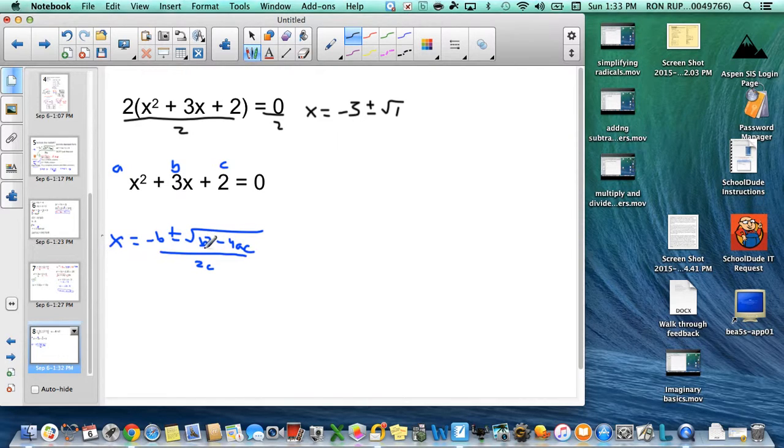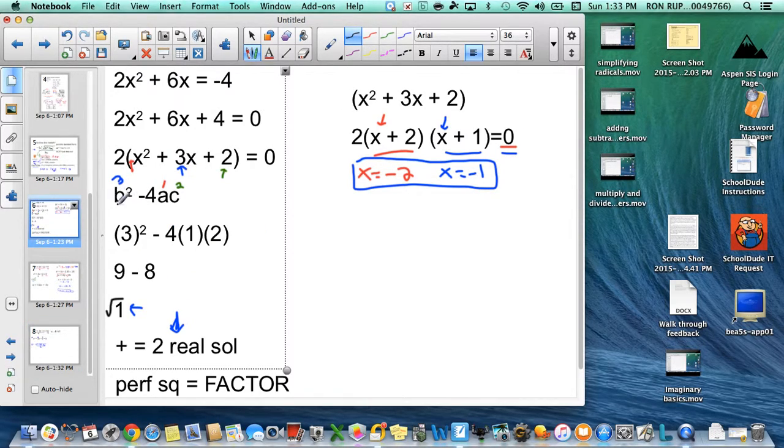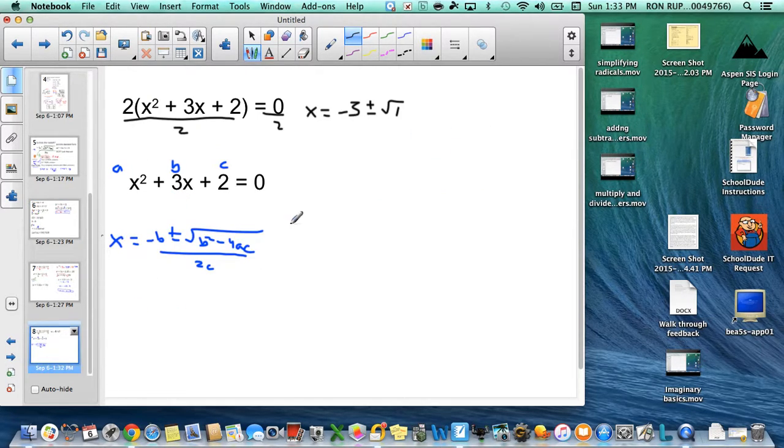And where did I get that? It's because I've already done it right here. 3 squared minus 4 times a times c gave me 9 minus 8 gave me 1. So if you do this, you've already done part of the quadratic formula. All of that over 2 times a, which is 1, so I'll leave it as 2. And so the square root of 1 is 1. So x equals opposite b, which is negative 3, plus or minus 1 over 2.